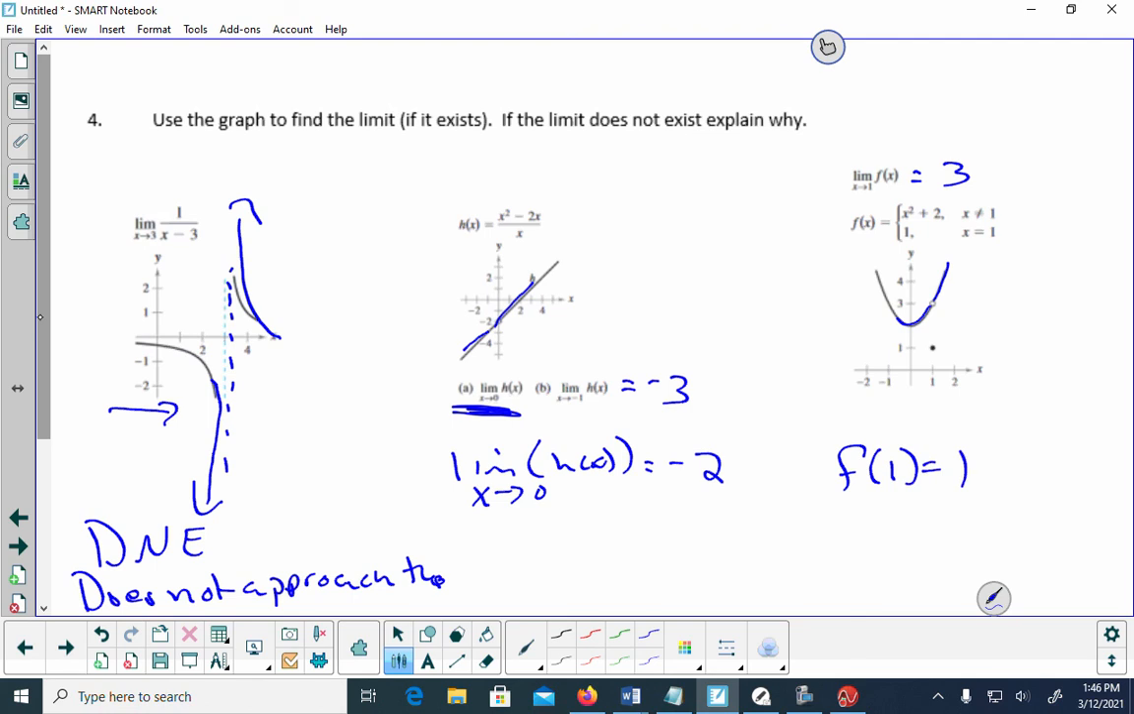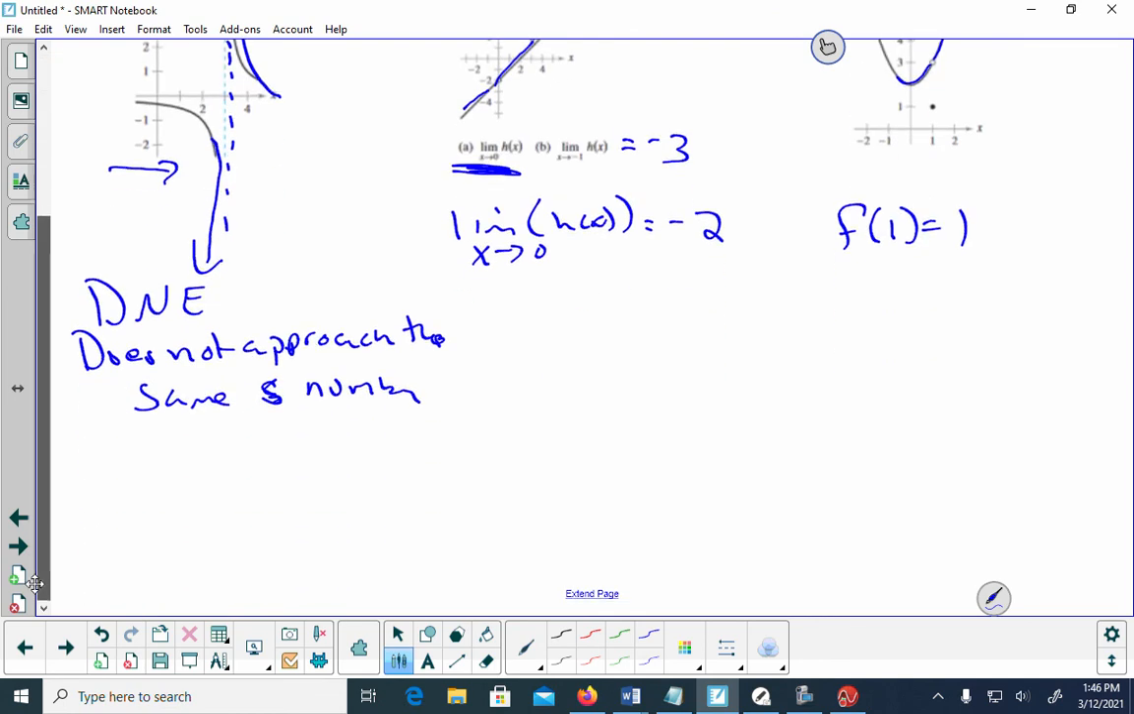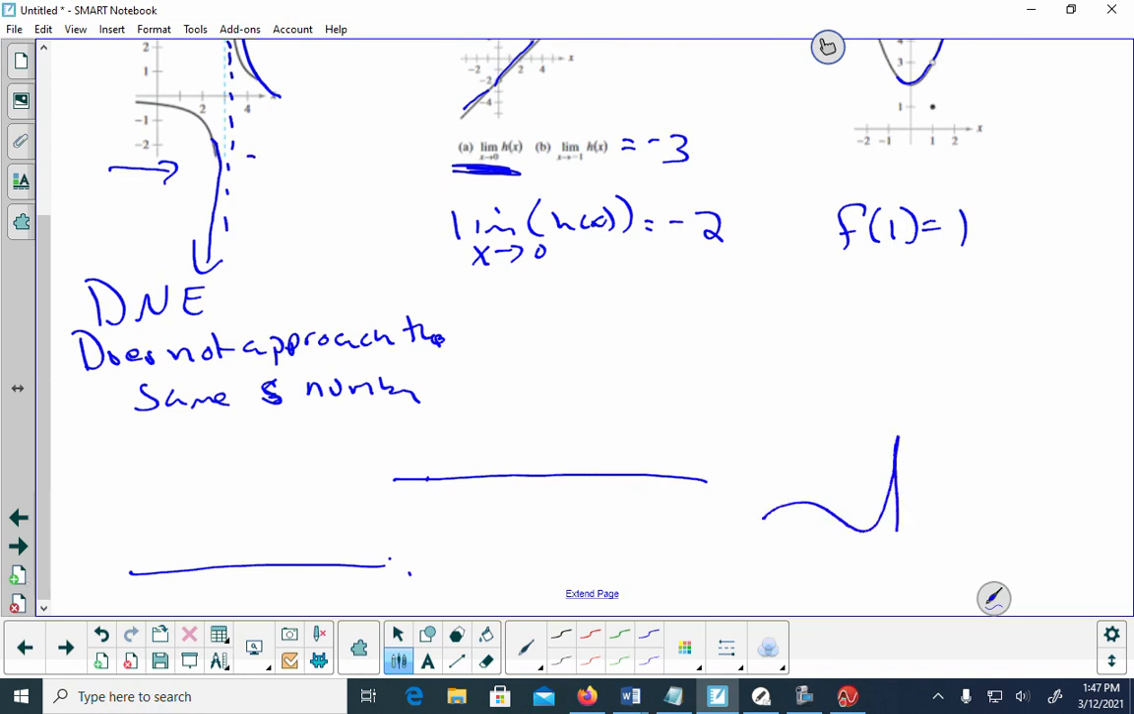3 reasons why a function's limit does not exist. One is they approach 2 different numbers. So you could have a case where it's approaching this number, and then you have that big jump. Another reason is this one here where I have an asymptote, and then the final reason is that graph that has that oscillating behavior. Those are the 3 reasons why your limit does not exist.